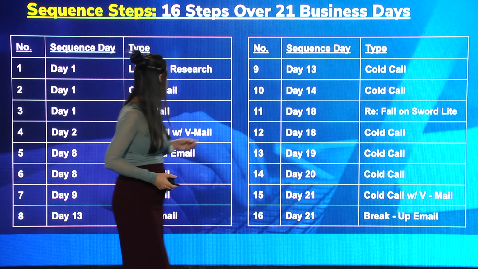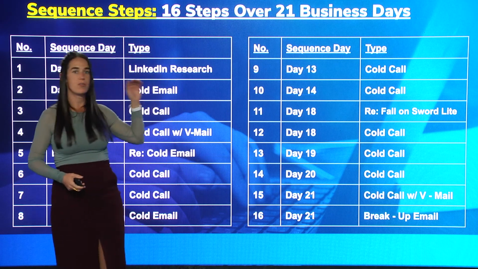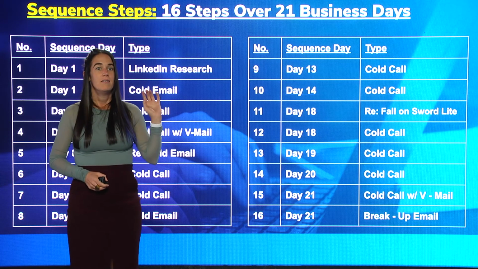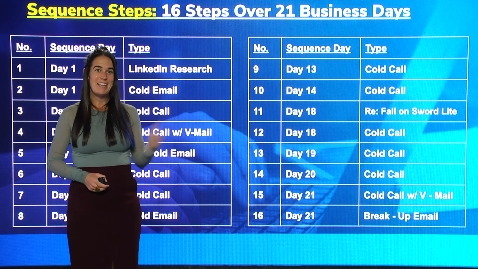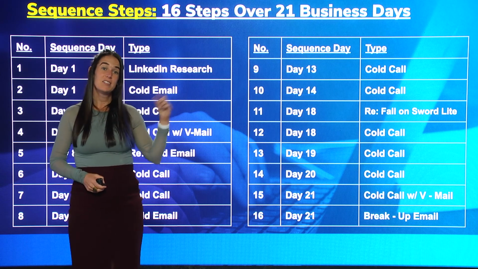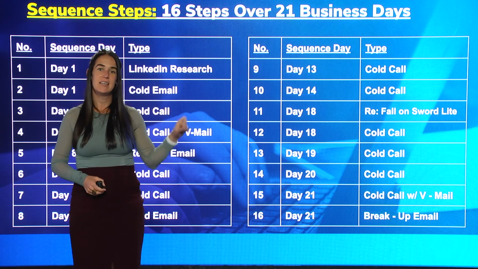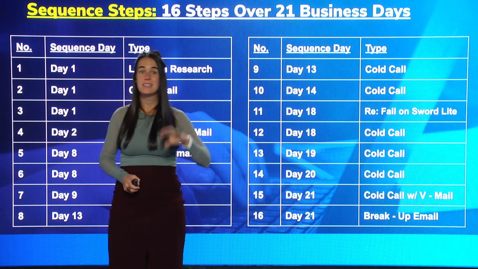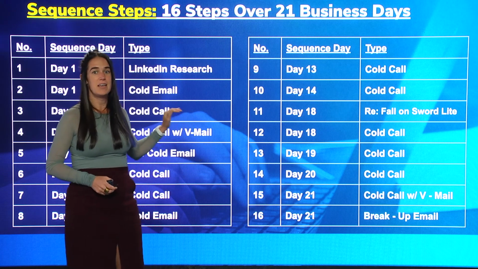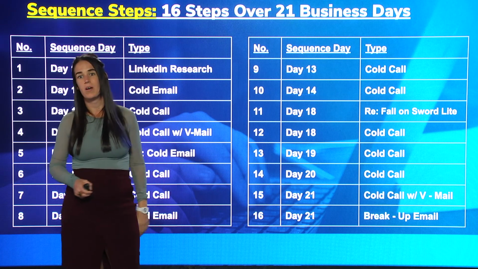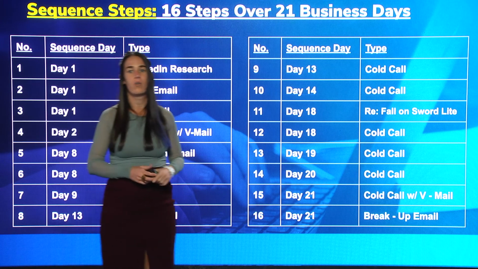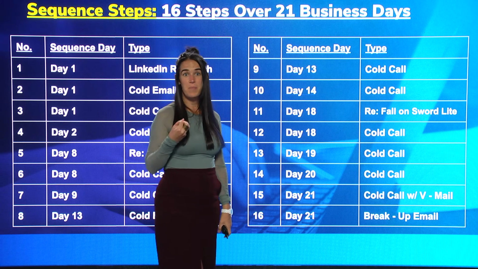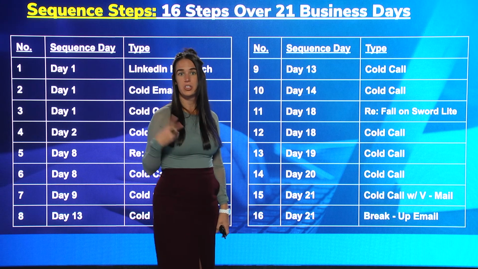Pod 3 is going to start on day 13 and go 13, 13, 14: cold email, cold call. The fourth pod is going to start on day 18, which is a 4-day delta. So now we're speeding up. Day 18, 18, 19, cold email, cold call. And then the fifth pod is going to be immediate. So it's going to be day 19, 20, 21, 21, with a cold call with voicemail, and then a cold email. So basically every pod has 3 steps, a cold email and 2 cold calls.